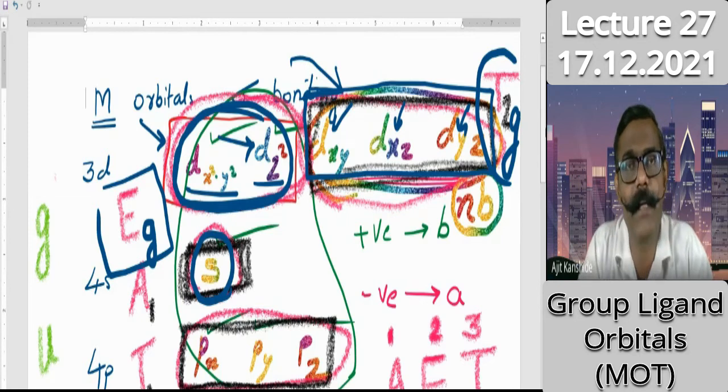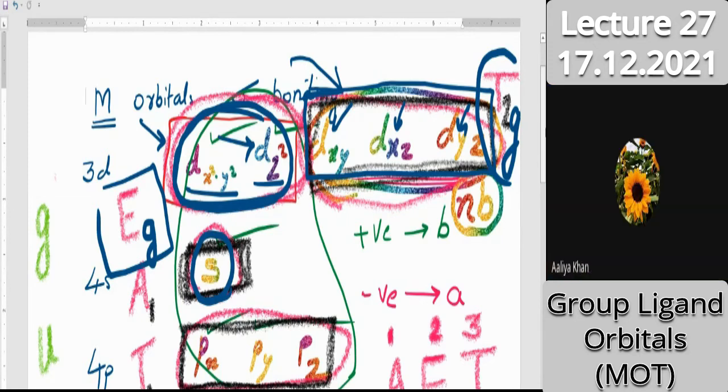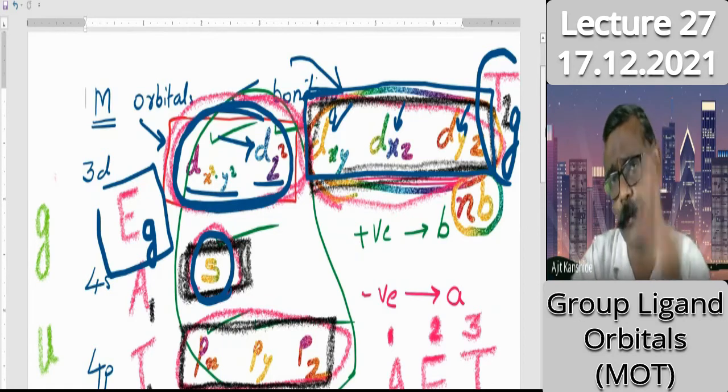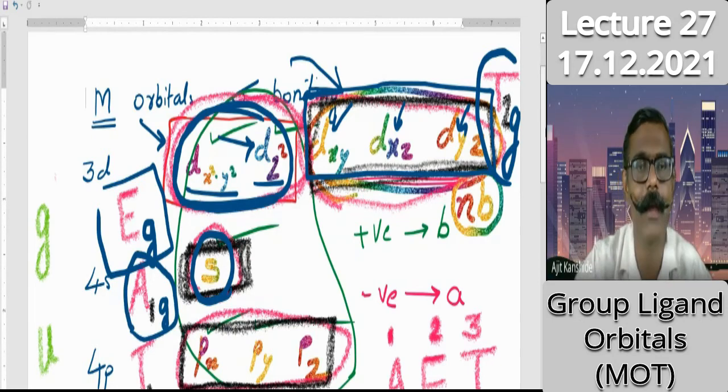Now come to the s orbital. Centrosymmetric or non-centrosymmetric? S is spherically symmetric, so centrosymmetric. There is only one wave function, positive or negative; positive and negative will not both be there in case of s. Either it will be positive or it will be negative. So what should I write here, g or u? G. A1g is the representation for the s orbital.